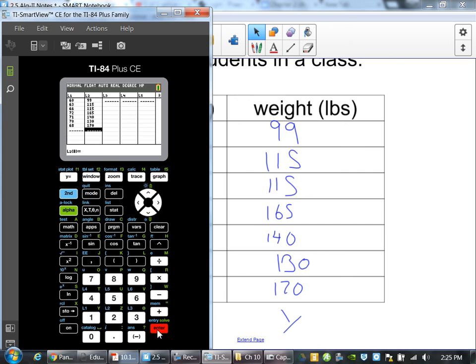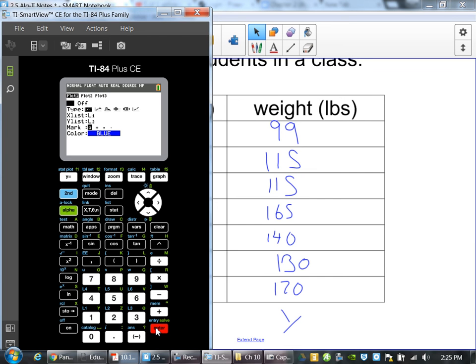So now we want to go and back out. So hit quit. Did all that work? Awesome. Now go to second stat plot, which is second y equals. Now on here, you want to make sure that your stat plot for plot one is on. So if your cursor's on that, you just hit enter. And you want to make sure that you turn it on.